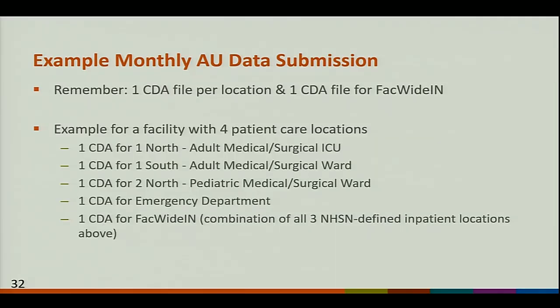So an example monthly submission for AU, remember I have one CDA file per location and one per FAC-wide-in. So in my example facility, I have 4 patient care locations. So I would have one CDA for my 1 North Medical Surgical ICU, one CDA for my 1 South Adult Medical Surgical Ward, one CDA for my 2 North Pediatric Medical Surgical Ward, one CDA for my emergency department, and one CDA for FAC-wide-in, which would be the combination of the 3 inpatient units above: your adult med-surg ICU, med-surg ward, and your pediatric med-surg ward. So those 5 files would be zipped up and submitted to NHSN in one zip file.